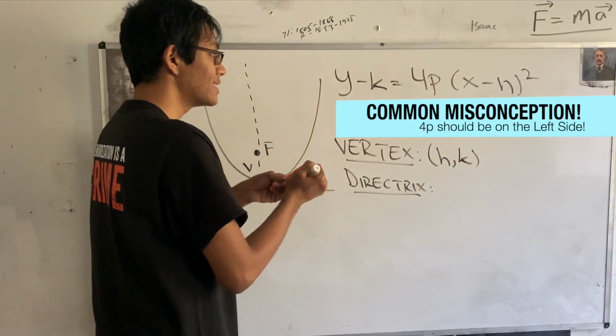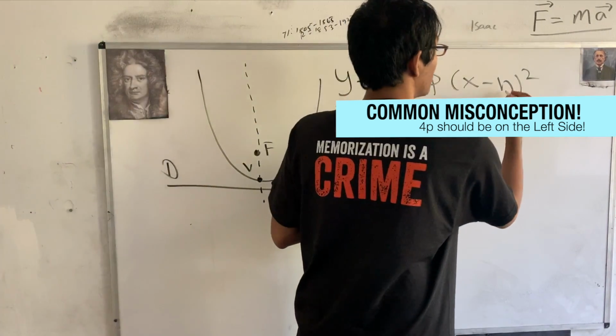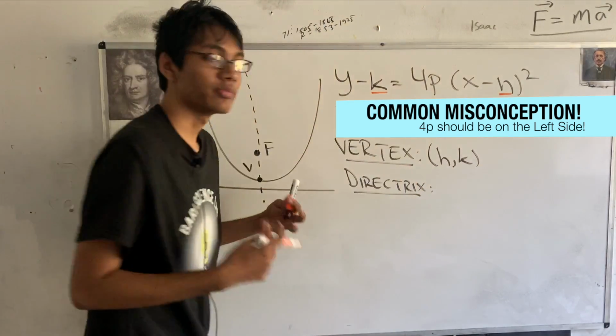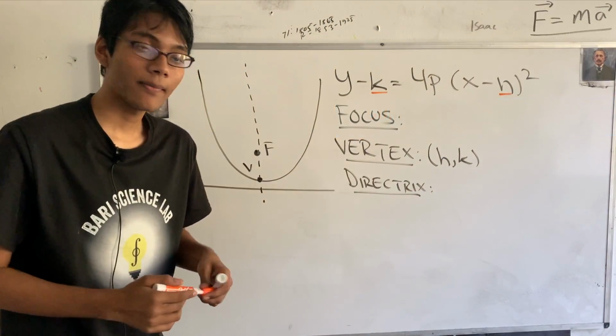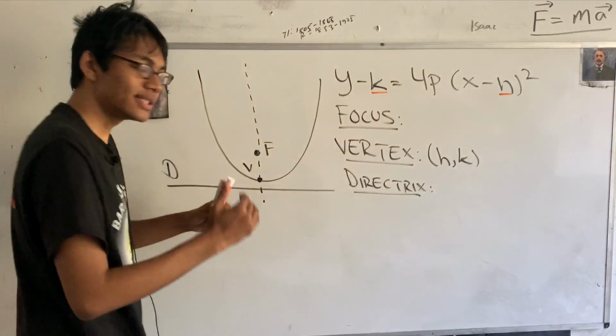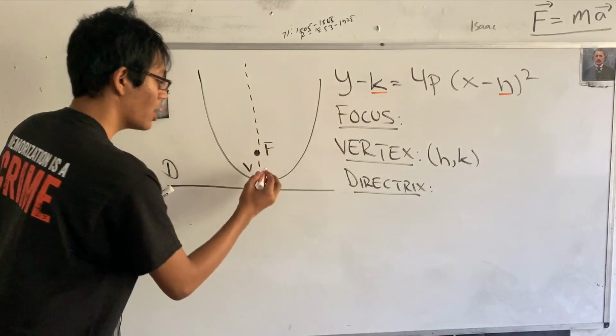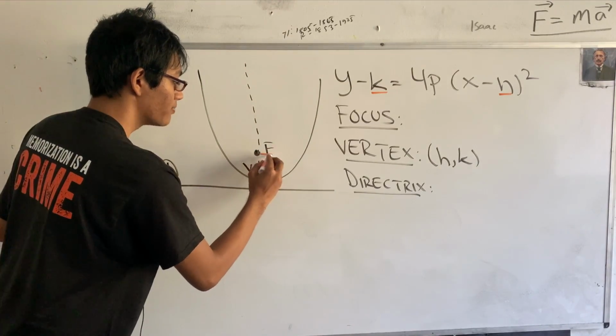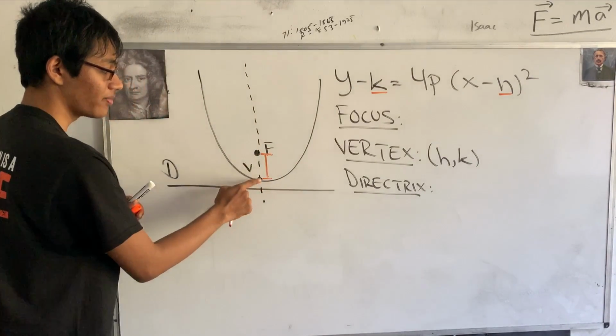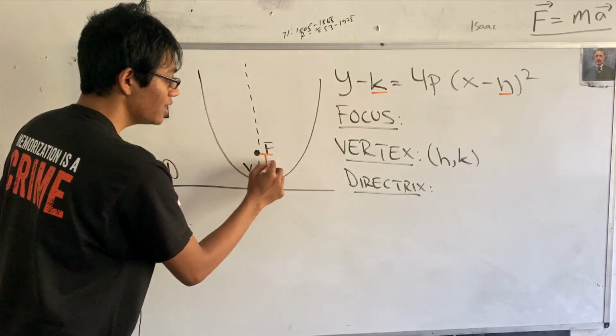And you can see that just by looking at our equation. Look at h, look at k. So my vertex is going to be h comma k. My focus is just going to be above my vertex. And how much above? Well, how much above is my focus from my vertex? It's going to be p units above.